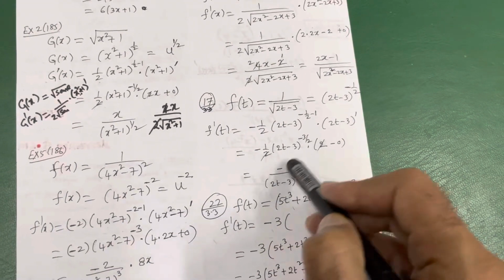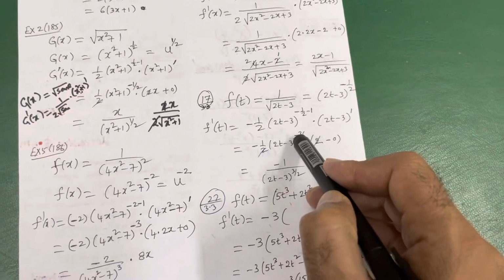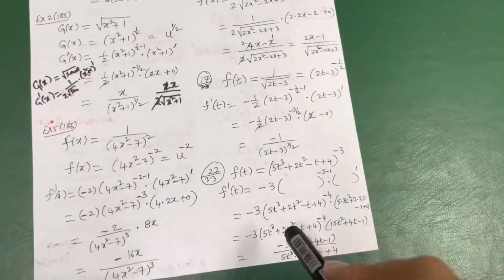So minus 1 over. You cannot have minus in the power, so bring it down. Here see this. I will tell you a more simple way.